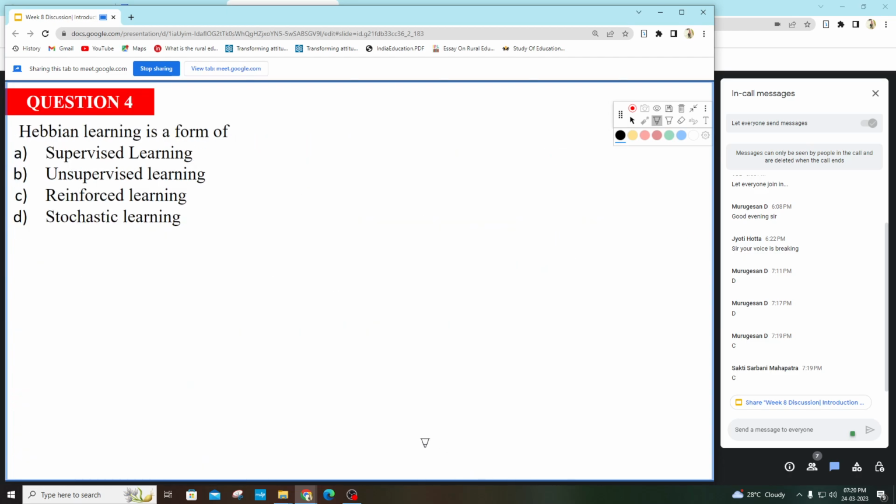Yes, sir. Okay, so Hebbian learning is a form of, these are the four options available: supervised learning, unsupervised learning, reinforced learning, and stochastic learning. So any guesses for this? This you must have read in your lecture notes. Any guesses for this? Yeah, Murugation is telling B.